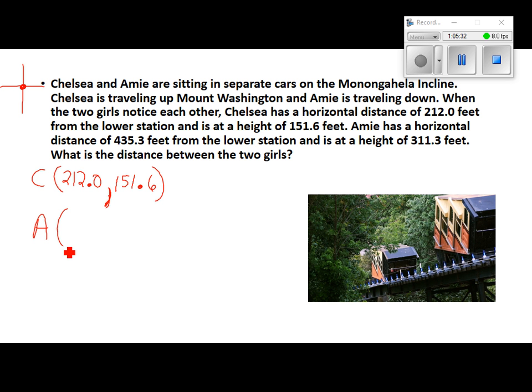Amy has a horizontal distance of what? 435.3. So that's the X again, right? And what's her height? 311.3. Somebody write those down on your notes there, because I'm going to switch so I can have a graph up here. I don't have space to have a graph. Few of you got them for me?